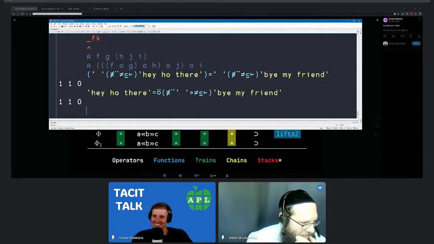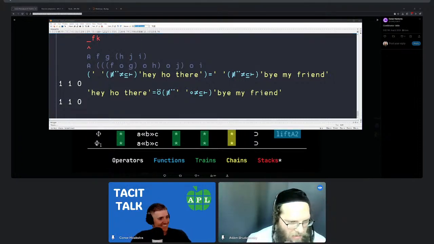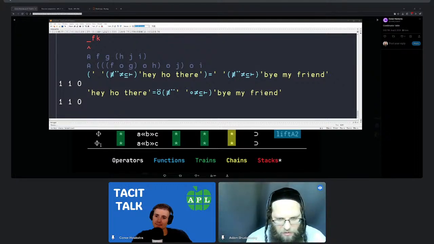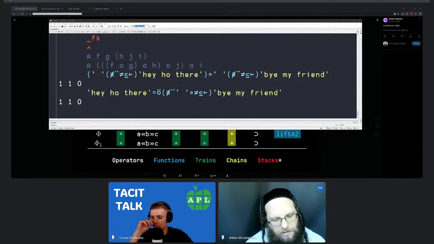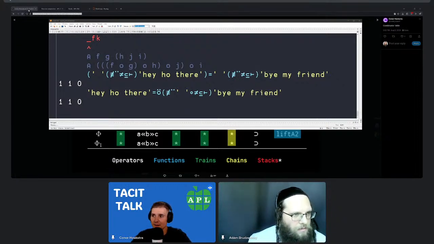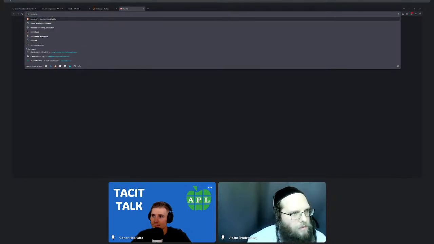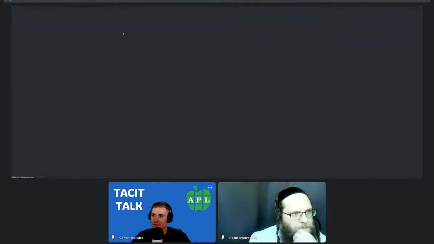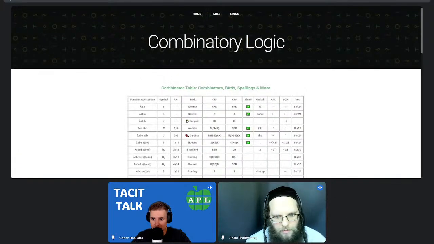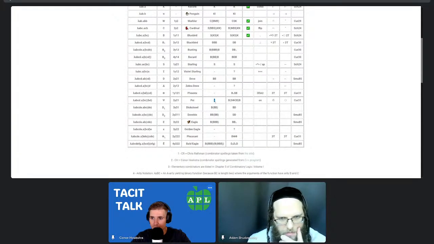We got a comment in the chat as to why the table here in the background doesn't have the bird names in it. It's so clear that the side combinator is useful in this kind of regard, so why doesn't it have a bird name? This is Tacit Talk. We said we were going to talk about this at the beginning, and then we never ended up doing it. If you go to combinatorylogic.com, there is a table with the bird names, but psi is missing, and it just says psi.